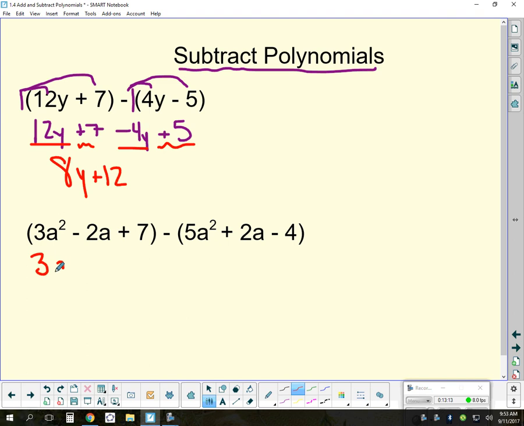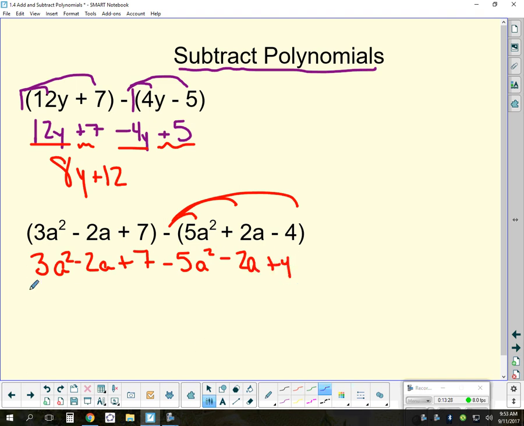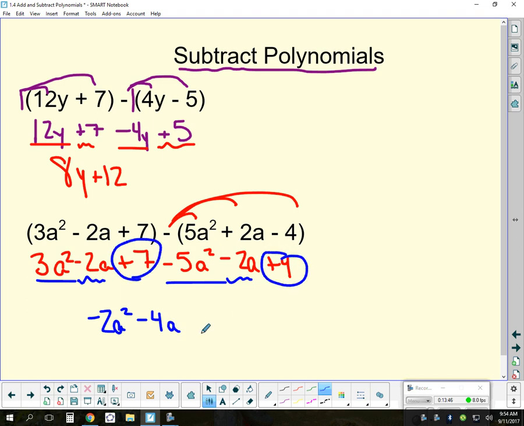Okay, down here, first polynomial, nothing happens to it. It stays the same. But we have to distribute the minus sign to everything in the second polynomial. So minus 5a squared, minus 2a, and plus 4. Combine your like terms, 3a squared minus 5a squared is negative 2a squared. Negative 2a, those do not cancel, they're both negative. So negative 2 minus 2 more, negative 4a. And then we've got positive 7 and positive 4 to make positive 11.